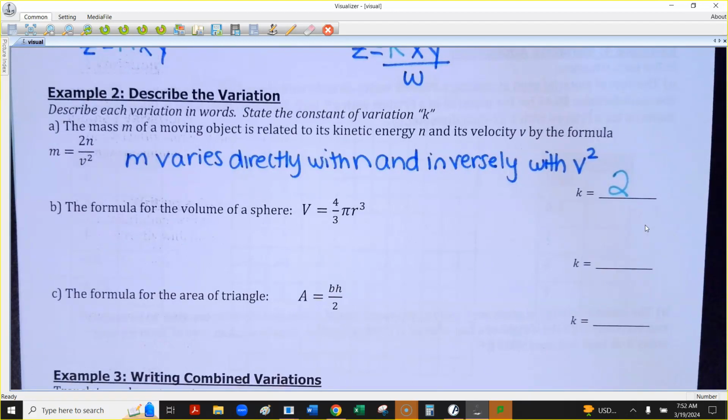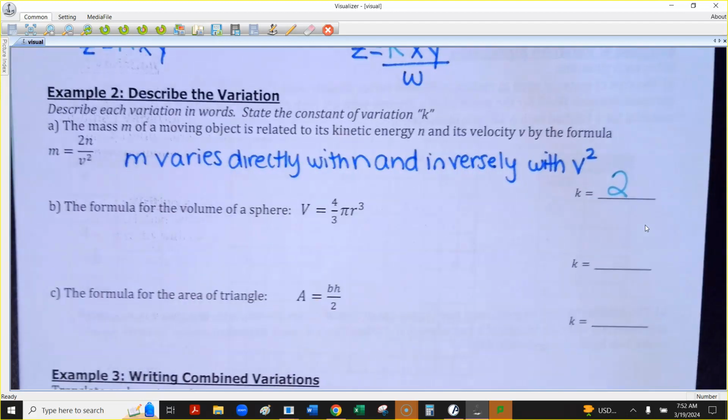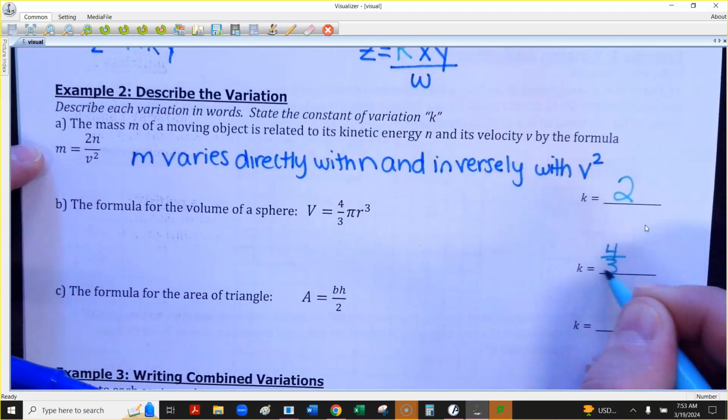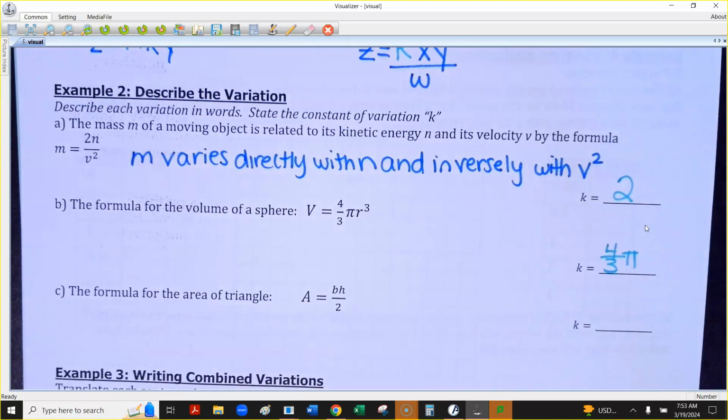The second formula I have, this is the volume of a sphere, if you guys remember that from geometry at all. Volume 4/3 pi r cubed. Can anybody tell me what the K value is for volume of a sphere? What do you think? Yes, good. It's the 4/3 and the pi. That would be constant. Every time you would find the volume of a sphere, you'd use 4/3 and pi, and then you would have to find the radius or know the radius to find the volume.